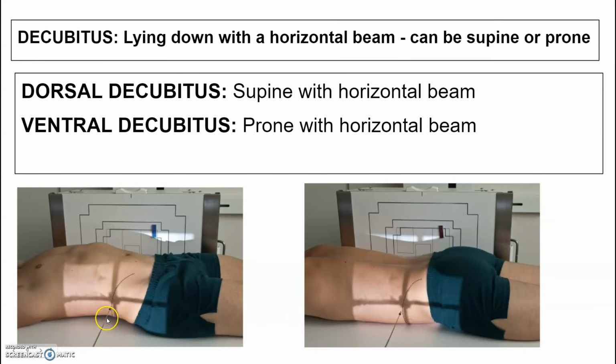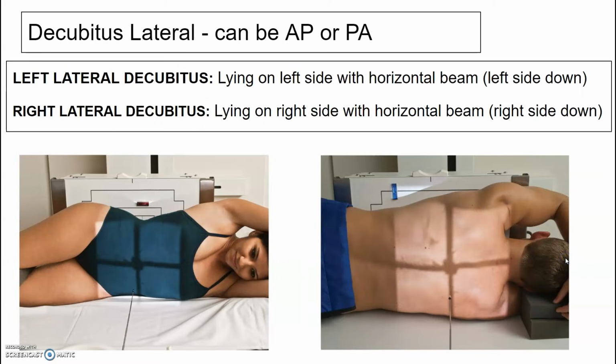See the beam here is coming across as a horizontal beam. This is a ventral decubitus. The anterior portion is down, horizontal beam, ventral decubitus. There's also lateral decubitus, and lateral decubitus is named by whichever side is down. So your patient's either going to be AP or PA. It actually doesn't matter. There's going to be a horizontal beam. So remember, anytime you see that term, horizontal beam, it's going to be a decubitus.